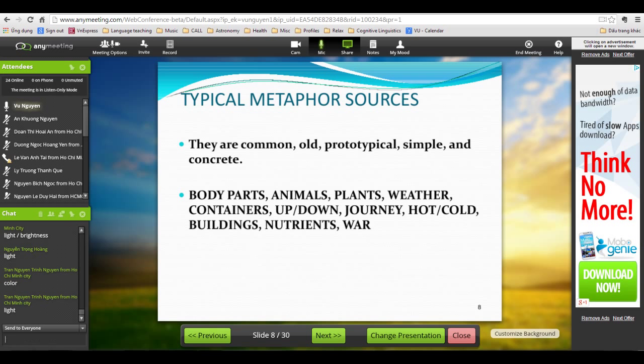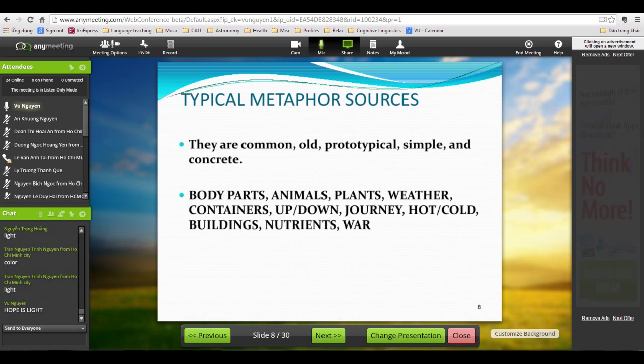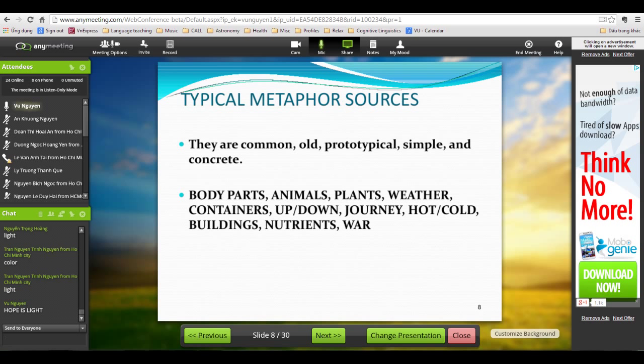Right. Now, here we have this metaphor. We are talking about hope as a target domain, and light is used as the source domain. So hope is light. So that's why we can say, now let's look again at the expressions: bright hope, glimmer of hope, a very dim hope. Obviously, those are the expressions that we use to talk about light. And so hope is light.